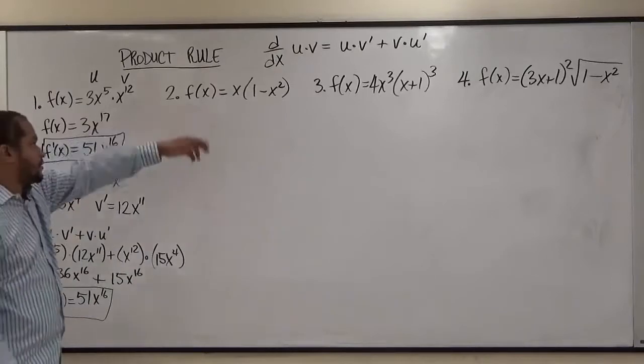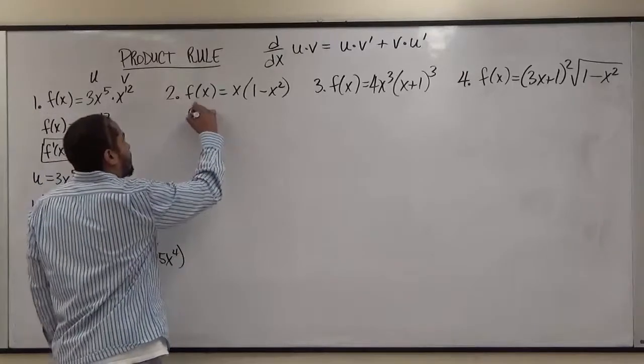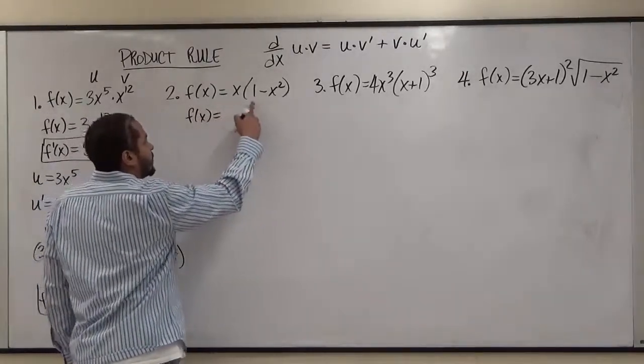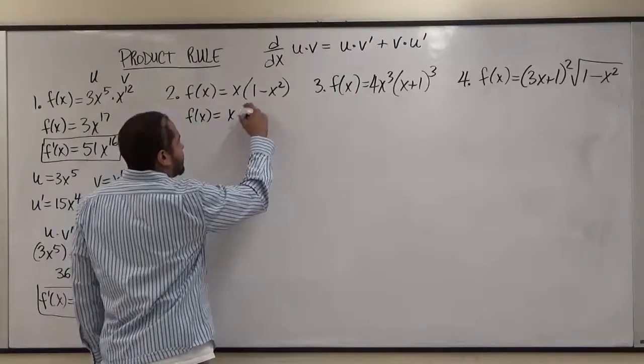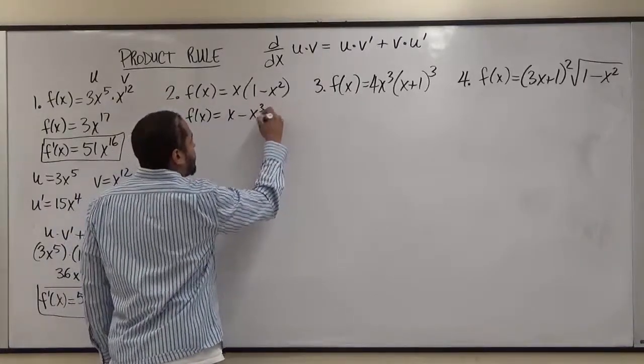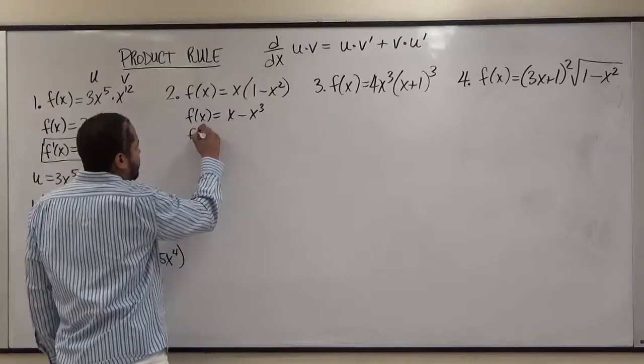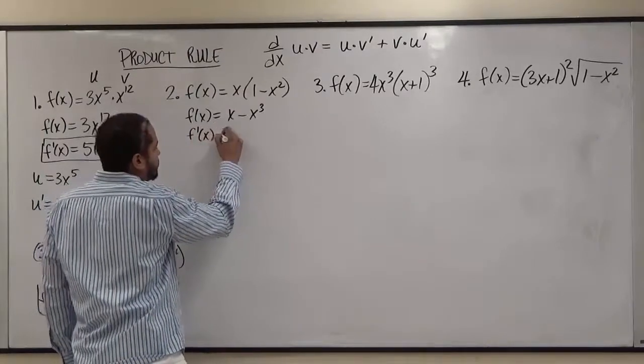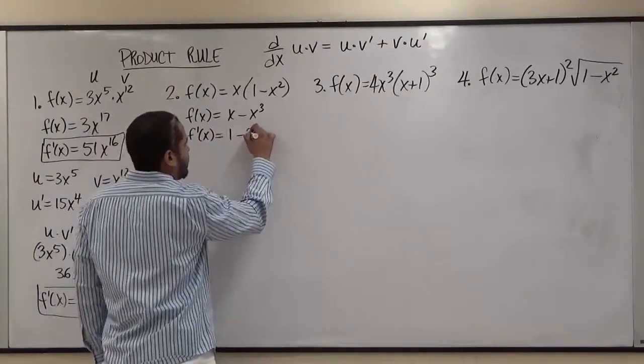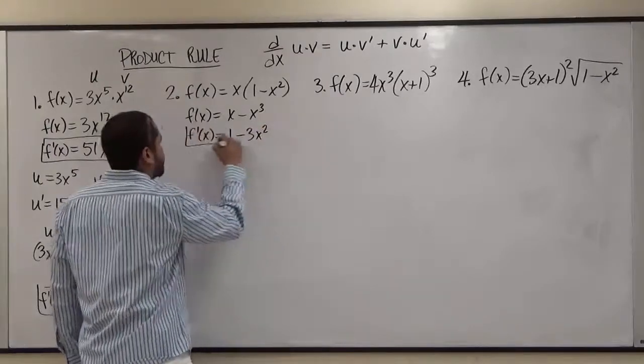We can just distribute this x and simplify our work and make it a lot easier for ourselves. In this case we would have x minus x to the 3rd. And the derivative of this is pretty straightforward. We just use the power rule to find the first derivative of x, which is just 1 minus 3x squared.